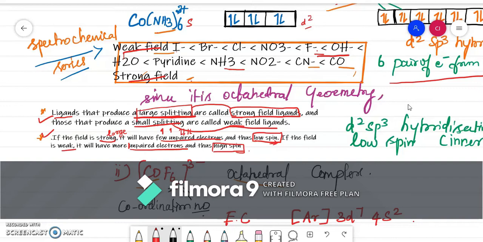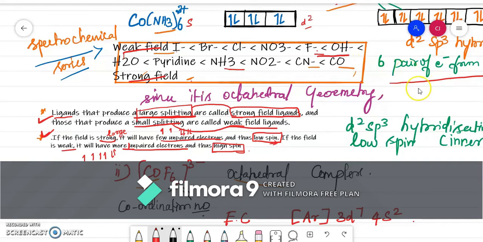If the field is weak, then they have more unpaired electrons. So if the field is weak, we will get more unpaired electrons this way, with only one paired electron. So it is going to be high spin. These are the important points to find out the low spin and high spin.